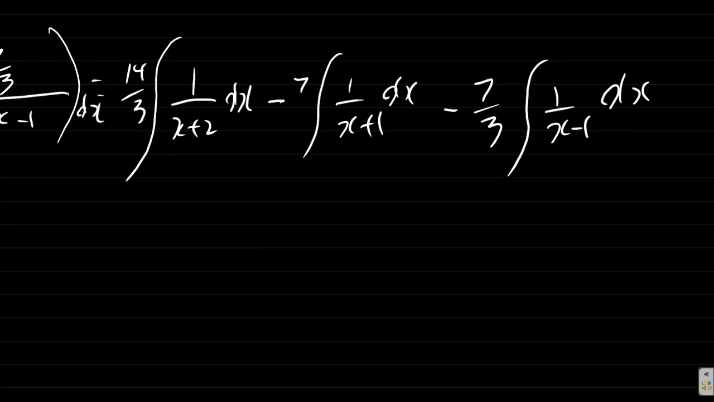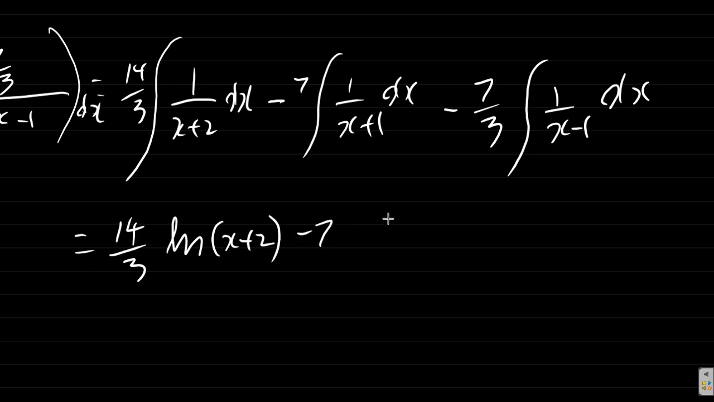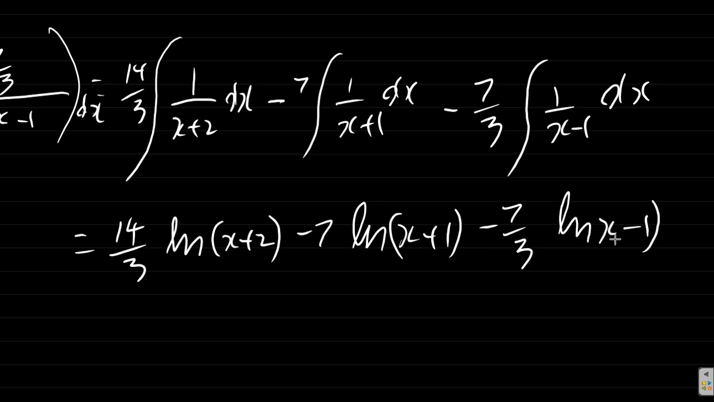So what we have then is this. When you integrate, you could use substitution to do this, but you're going to end up with the same thing. 14 over 3 ln of x plus 2, minus 7 ln of x plus 1. This is ln of x plus 2 times the derivative of x plus 2, but the derivative of x plus 2 is 1, so it's the same as putting it over 1. The derivative of x plus 1 is 1. If you remember your substitution, minus 7 over 3, same thing happens here, ln of x minus 1, plus c. So that's what you would get there.